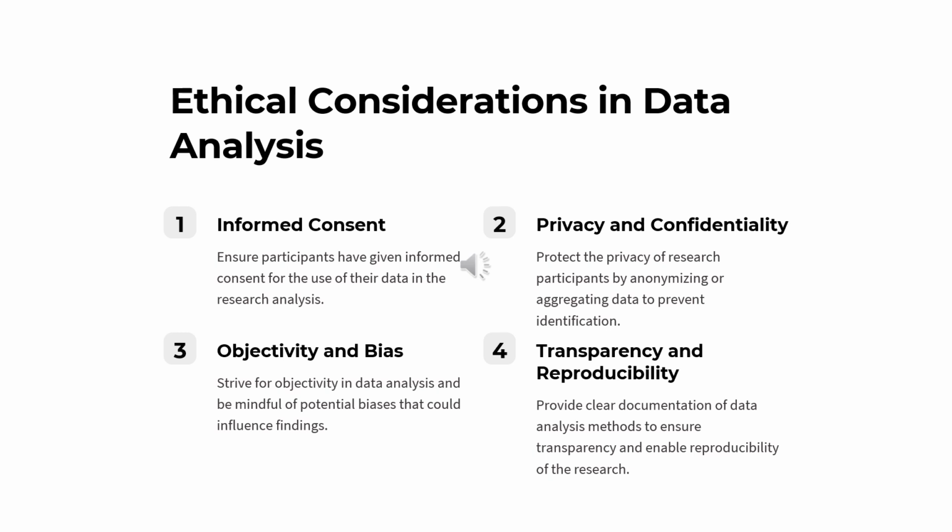Third is objectivity and bias. Researchers should strive for objectivity in their data analysis and be mindful of potential biases that could influence the findings of any research data. Fourth is transparency and reproducibility. Researchers should provide clear documentation of their data analysis methods to ensure transparency and enable reproducibility of any research.